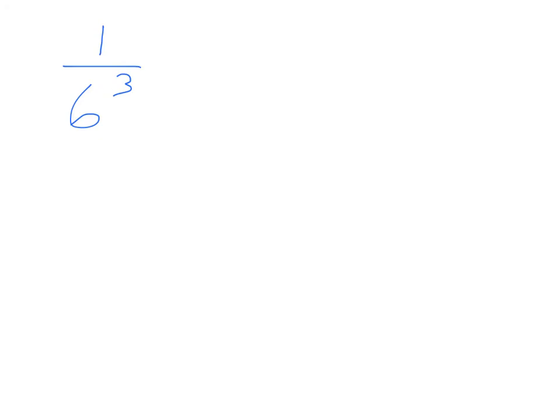If it was 1 over 6 to the third, how would you write that with a negative exponent? 6 with negative. Yeah, this would be 6 to the negative third power. I'm just reversing the rule around.